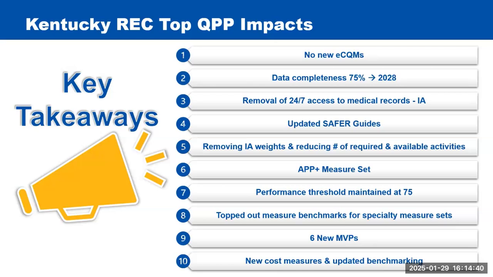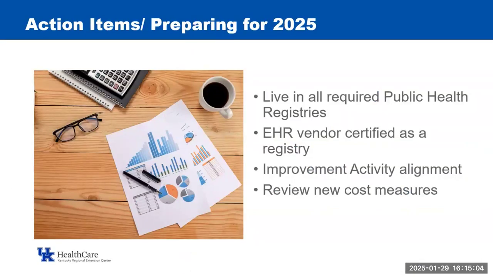CMS has expanded our cost measures. We now have 35 measures available, and they have updated their benchmarking and scoring policy for this category. So hopefully we can see some more advantageous scoring around our cost performance measures once we get feedback for 2024, because again, this is a retroactive change. Now, some action items to take away with you. Again, remember that public health registry reporting requirement is in effect now in 2025.